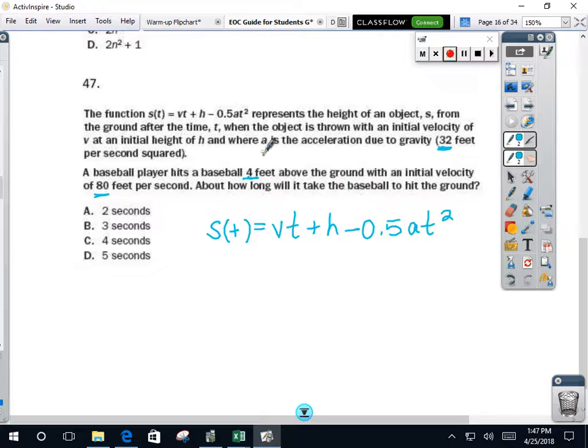The A. A is the acceleration due to gravity, 32 feet per second squared. So I'm going to put a 32 there, and then that will just come down beside it, and the t squared will come down beside it. Where do you think we could put the 4? H for height. 4 feet above ground would be the height. And then what do you think we could put in V? 80. Now you just need to graph this. Go to y equals and graph that.